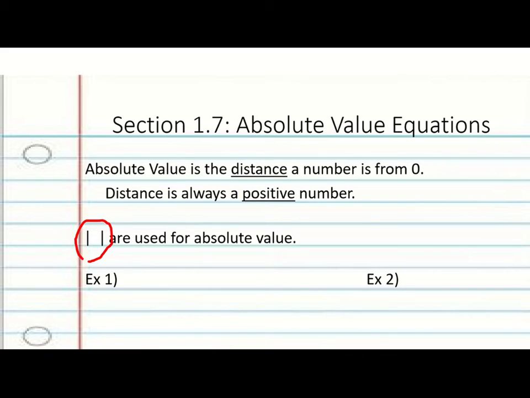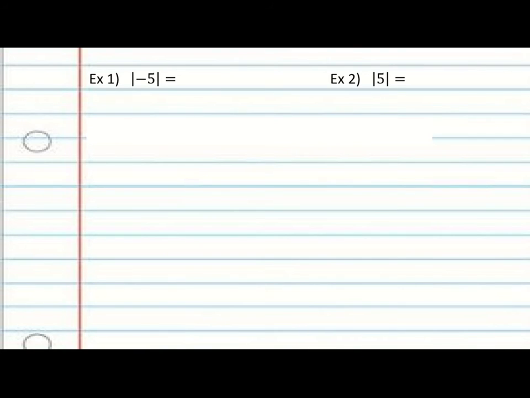two vertical bars with something in between them. So these vertical bars tell us that we're looking for the absolute value. So our first example says to find the absolute value of -5. When I find the absolute value of a number, I think about where it is on a number line.